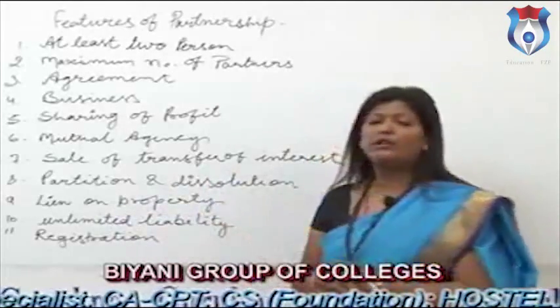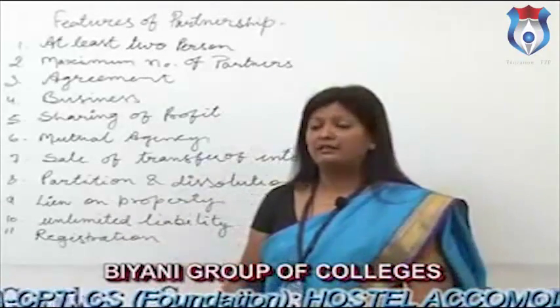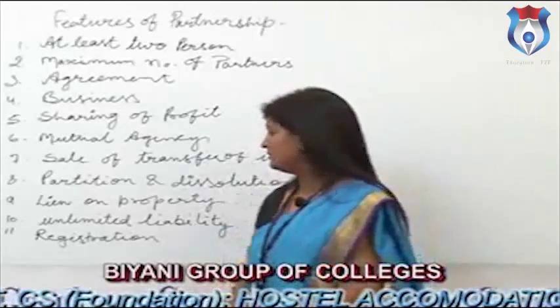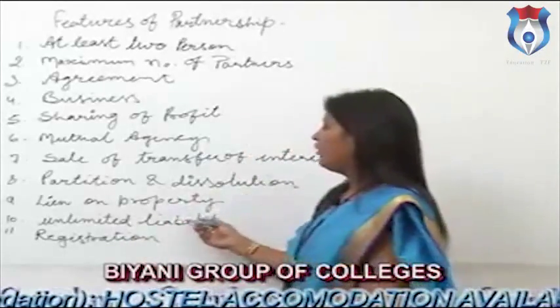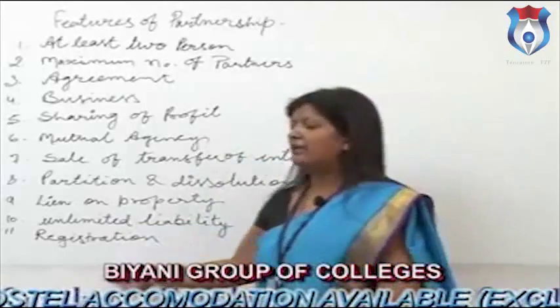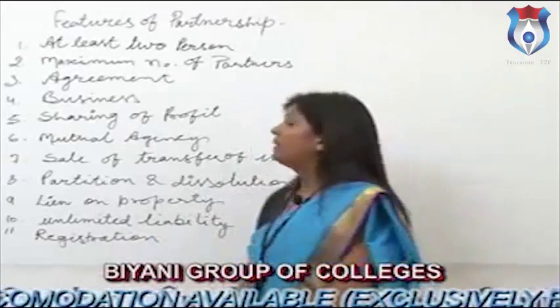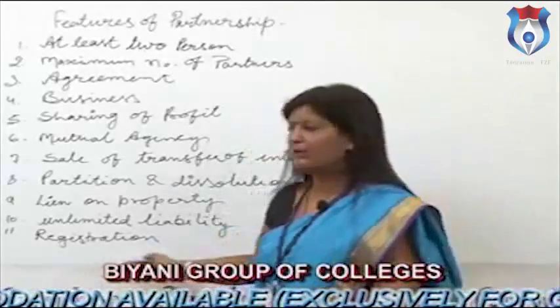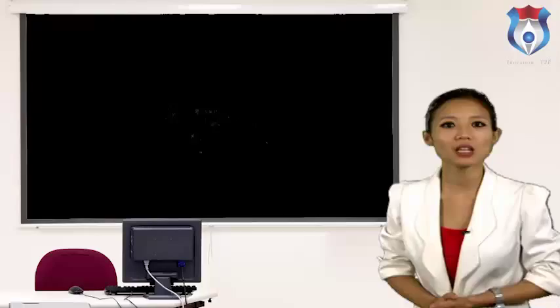Unlimited liability: all the partners have unlimited liability. As we have learnt in a company, the members have limited liability up to their share, but in a partnership form, all the members have unlimited liability. Registration: as we have discussed earlier, it is not compulsory in a partnership firm. The partnership firm may be registered, or may not be registered.